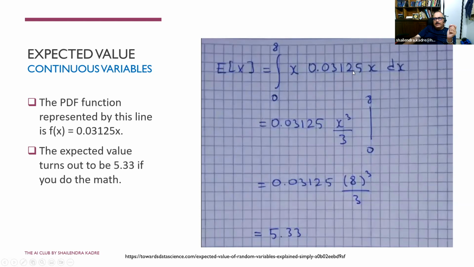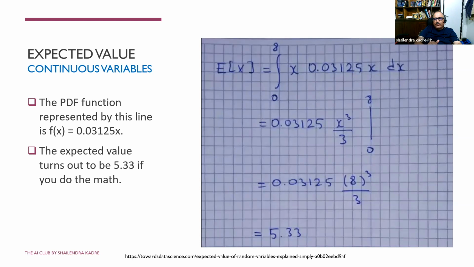So we integrate x times x, which is x squared. Between the integral sign and dx, it will become 0.03125x squared. The integration of x squared, if you revise your integrals a little, is x cubed by 3. Integration of x squared is nothing but x cubed by 3. That much integration you should revise from your 12th class mathematics. So we got x cubed by 3, and 0.03125 will remain as it is.